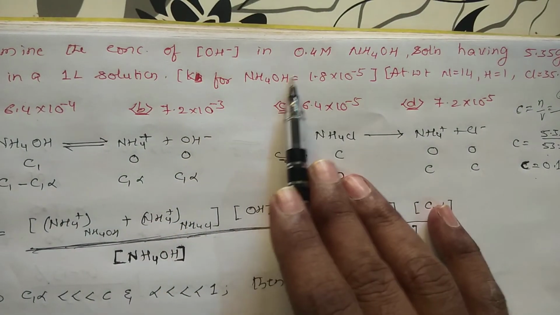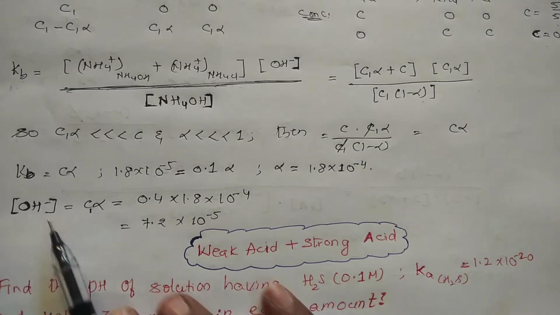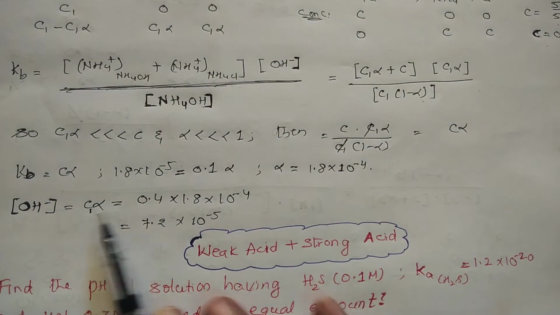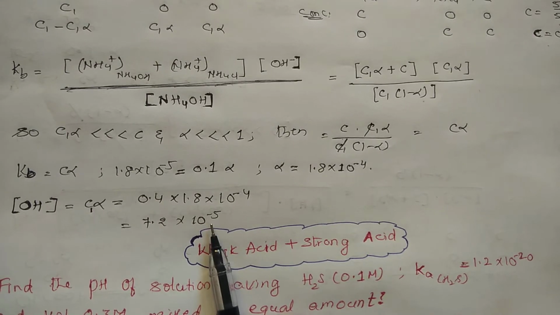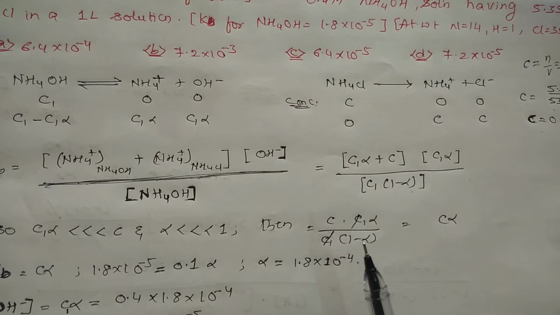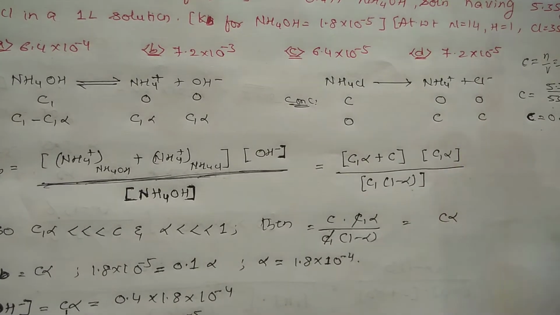So as you are having upper side, this is not acid, students, this is base. NH4OH is a base. So that you will be getting OH minus ion concentration. So C1 alpha is 7.2 into 10 power minus 5. So the OH minus concentration he is asking here. So answer is 7.2 into 10 power minus 5. So answer will be D, last option.